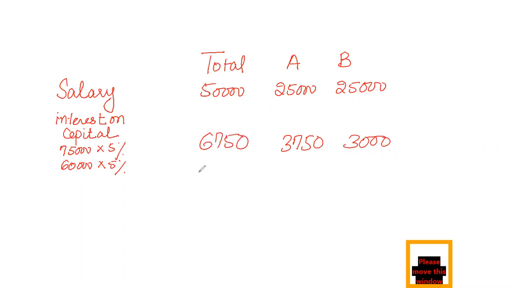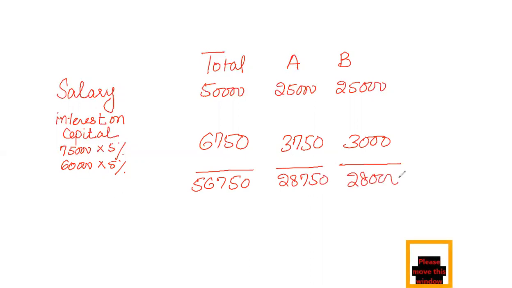So now let's see how much is the total expense that we have to deduct from the profit before sharing the profit. So the total amount of expense is 5750. Here A will get this one, B will get 28,000.